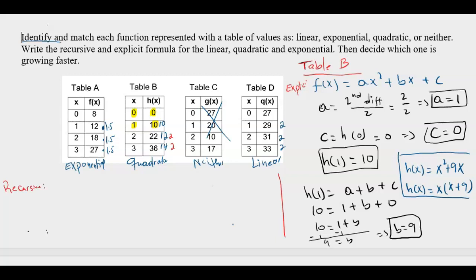Recursive. Now, to find a recursive one, we need to have h of x equal h of x minus 1 plus something here. What we're going to do is find the explicit formula for the first difference. So to do that, we have h of x equal h of x minus 1 plus some kind of expression.